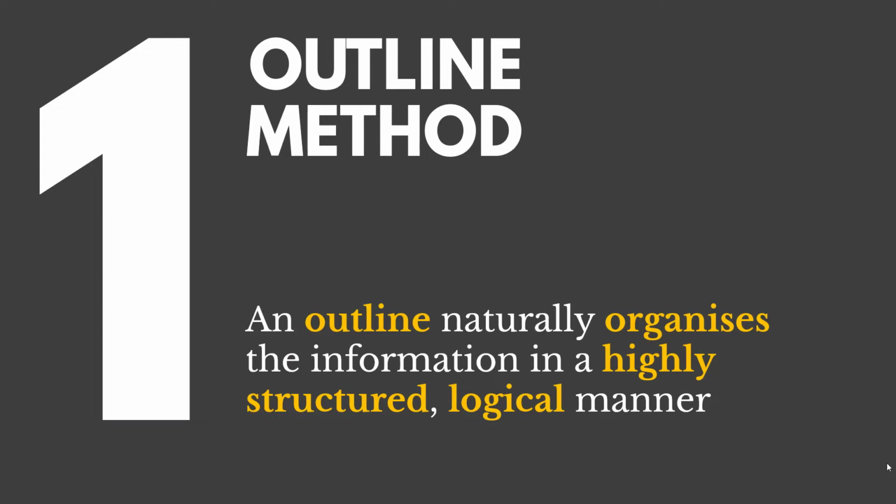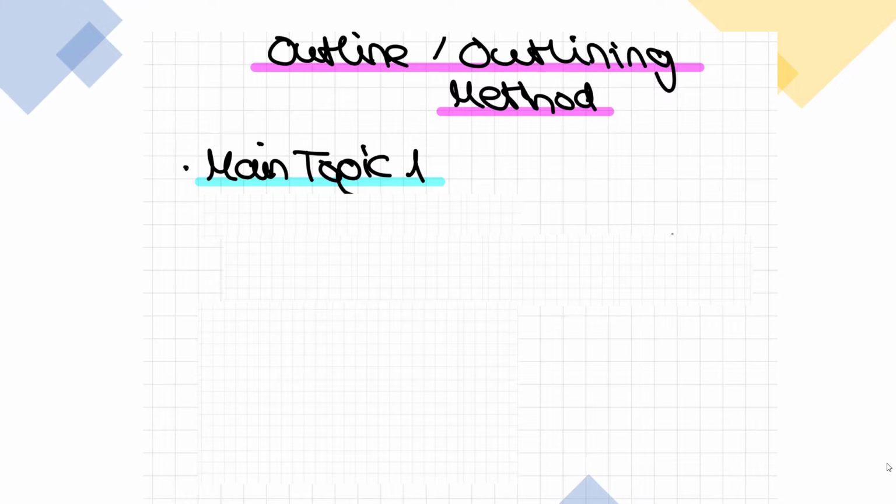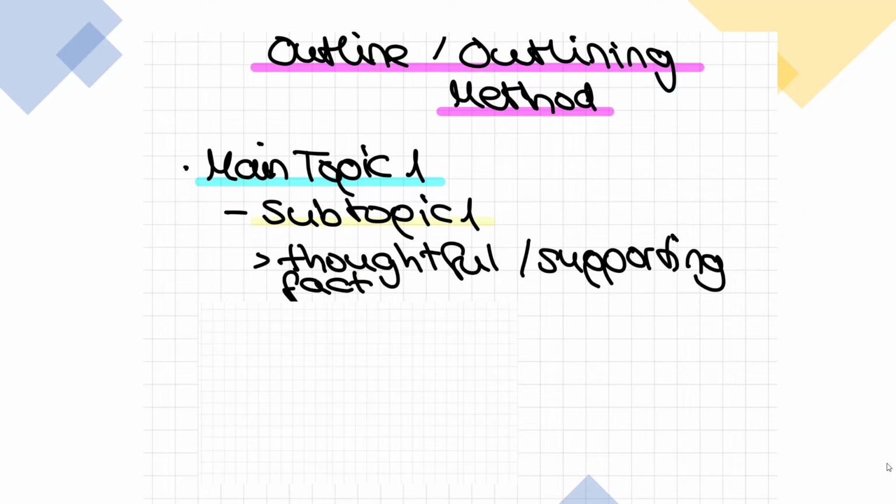The first method is the outline method. Basically what it does is that it organizes information in a highly structured and logical manner, which is what we want, right? Organized manner, and it's simple and it's something that's familiar to most of us. How do you do it? When you're given a paper, you come up with the main topic, followed by the subtopic, and followed by the thoughtful and supporting facts, experiences, your personal response, or perhaps it could be of global statistics or a quote.